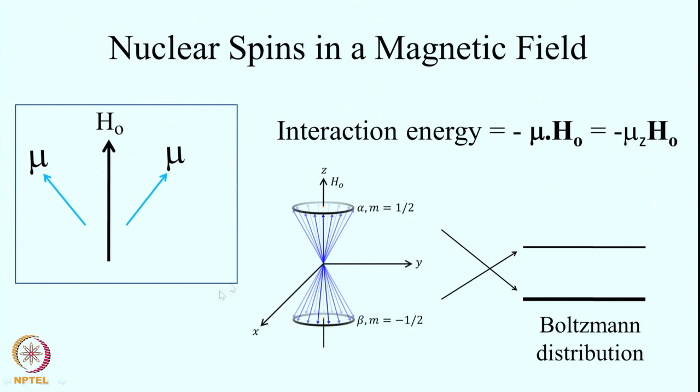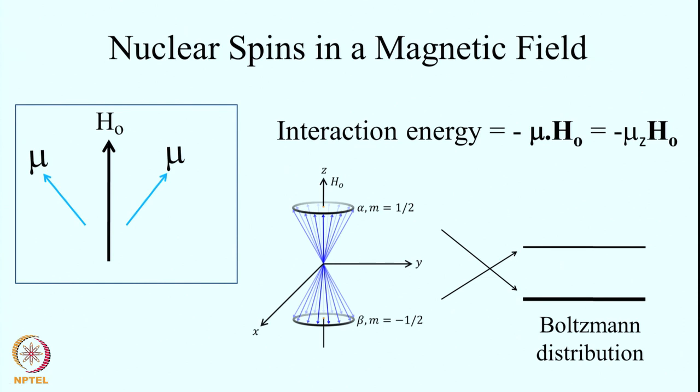Now if alpha is the state which you are considering, m is positive, so mu z is positive, and therefore the energy becomes less compared to what it was in the absence of the field, and that is indicated by the minus sign. Therefore this goes down in energy compared to the absence of the field. For the state which is minus half, mu z will be negative, because this will have a negative z component, therefore this interaction energy becomes positive, and this one goes up in energy.